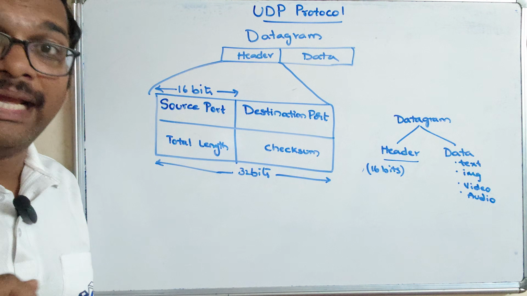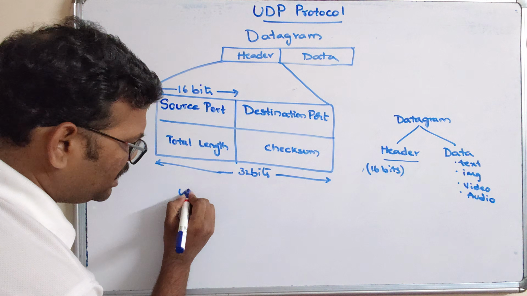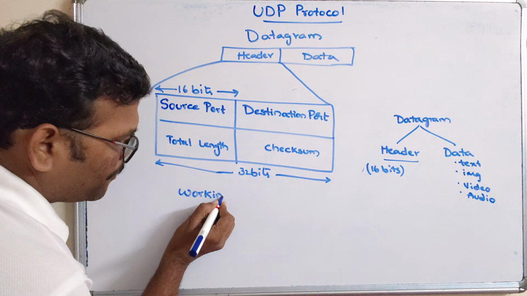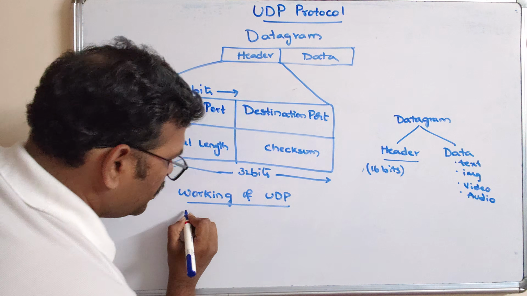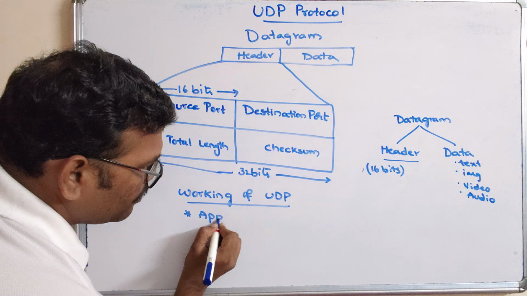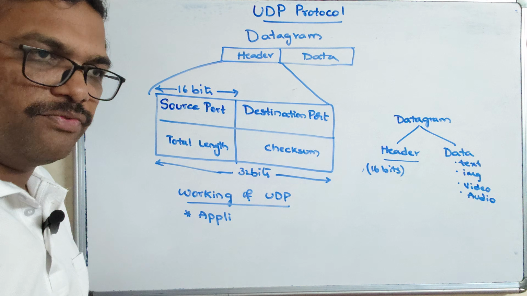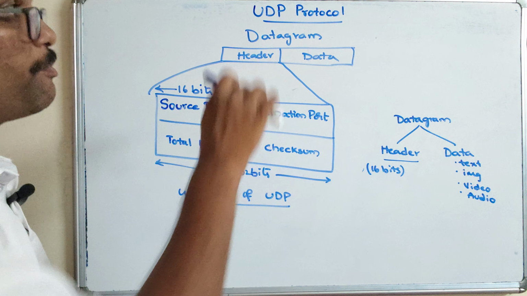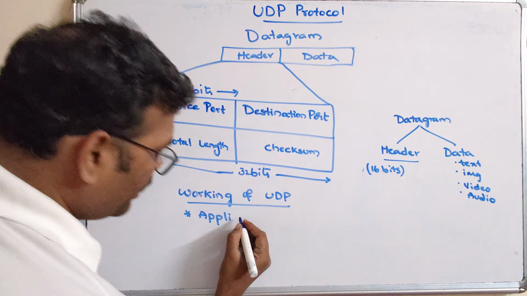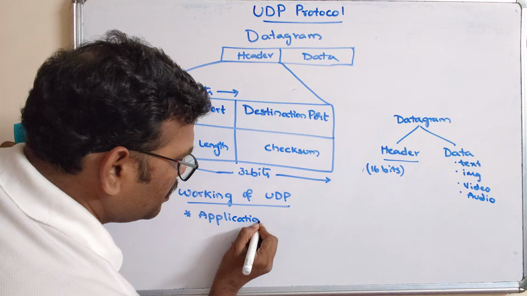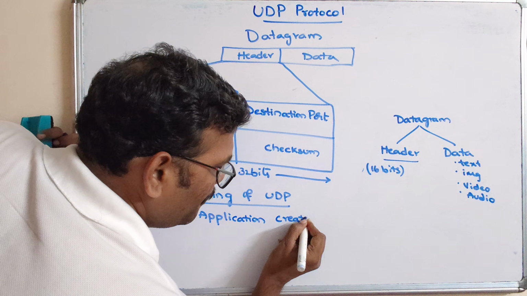Now we'll see how it works. So simple steps, working of UDP. What's the first step? So application. The main service of this one is application to application, that means a process to process communication. So application will create data. Application creates data.